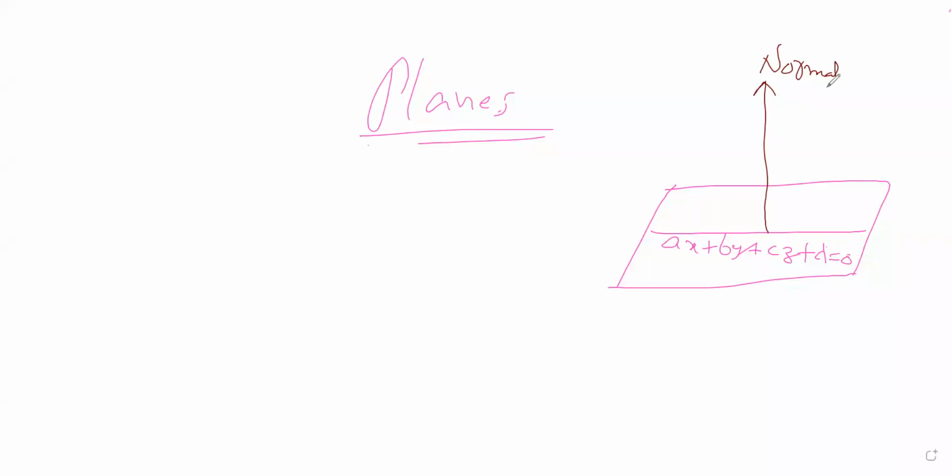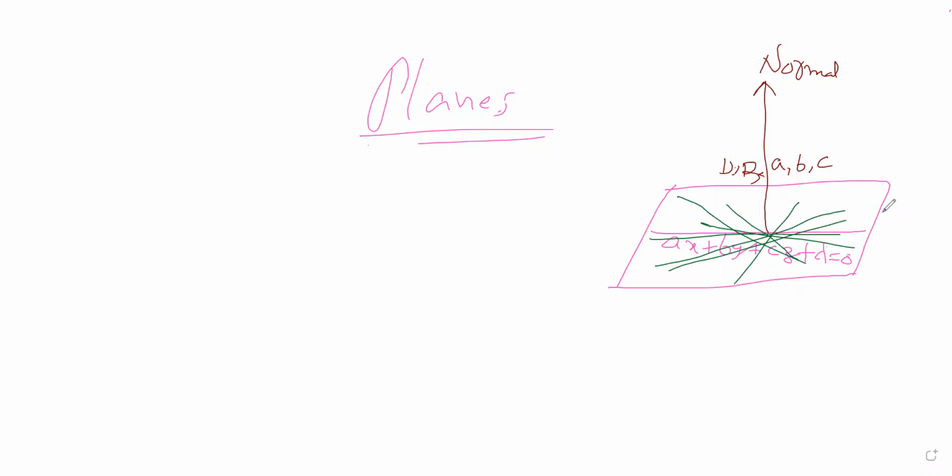Whenever the normal is perpendicular to the plane, it also means that the x coefficient, y coefficient, and z coefficient become the direction ratios of the normal. This is what we discussed in the last class. It is also clear that the normal is perpendicular to the lines which lie in the plane. For every line which is in the plane, this normal is always perpendicular.